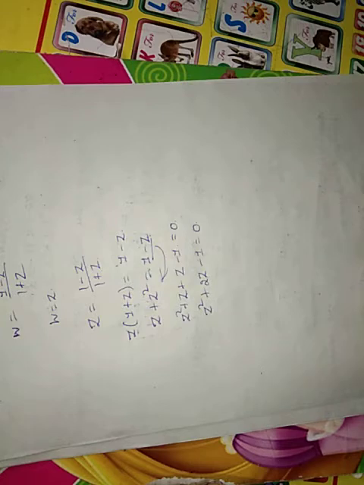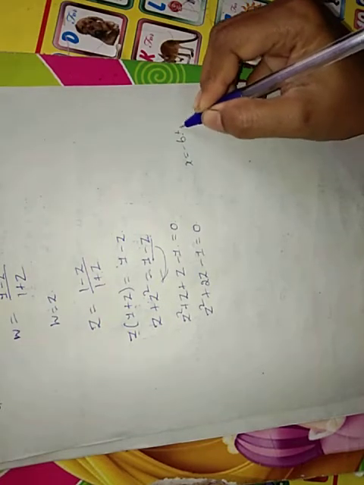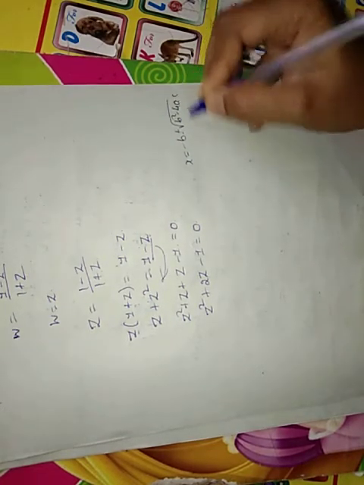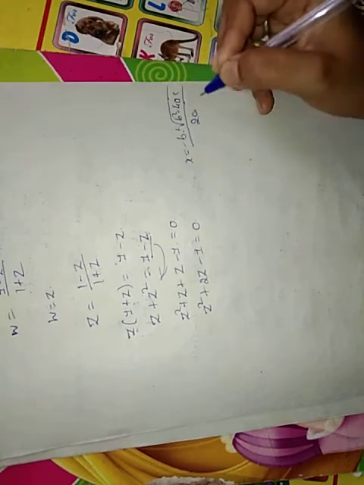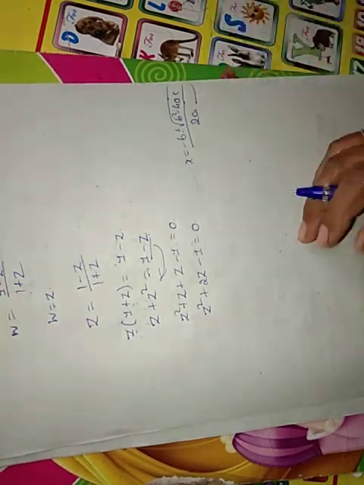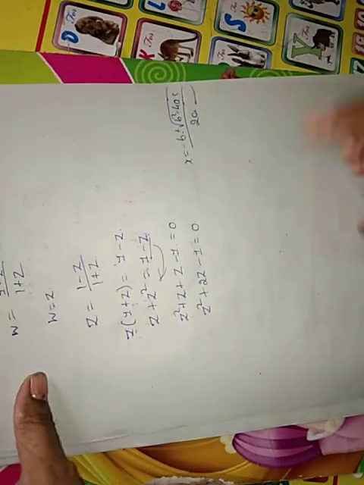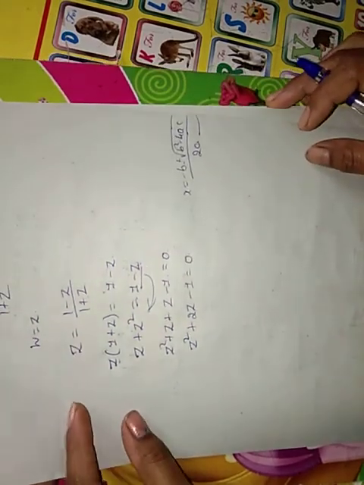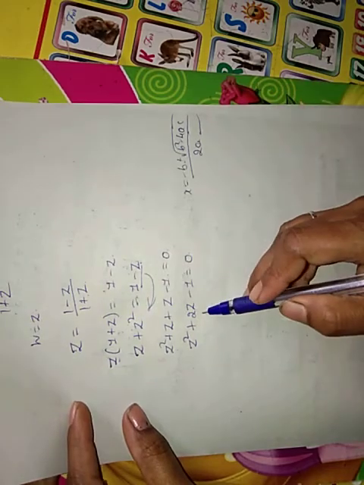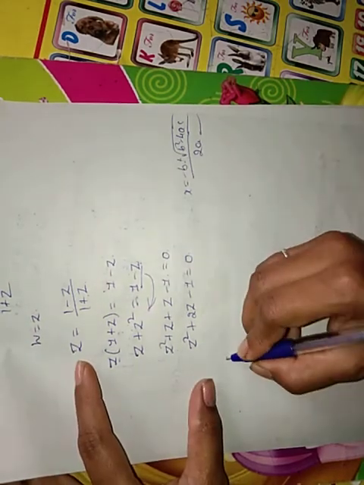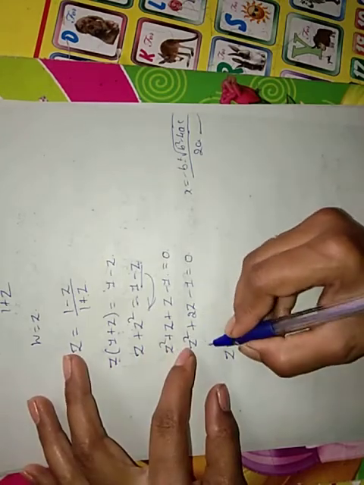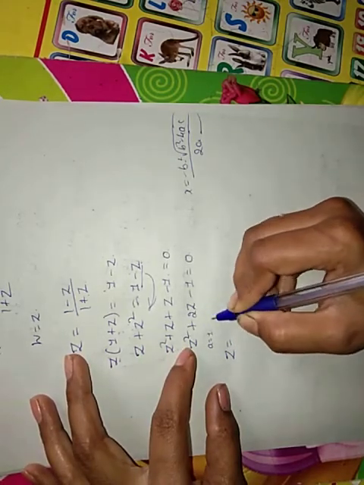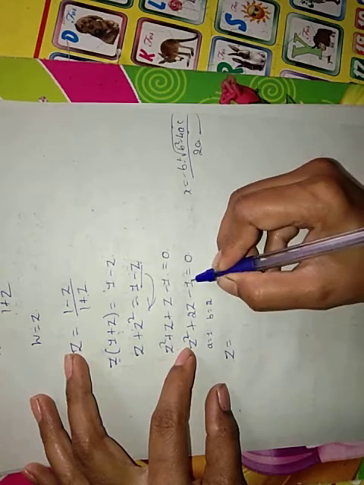Now we have to solve this quadratic equation. Here the quadratic equation is solved either by factorization or by the formula x equal to minus b plus or minus square root of b square minus 4ac divided by 2a. If factorization is not possible, directly we go for this formula. So I am going to use this formula because factorization is not possible here. So our Z is equal to, where the coefficient of Z square is a, the coefficient of Z is b, and the constant term is c.